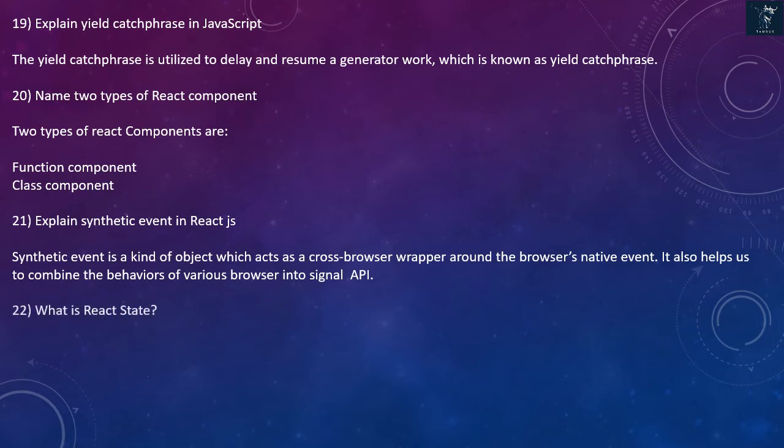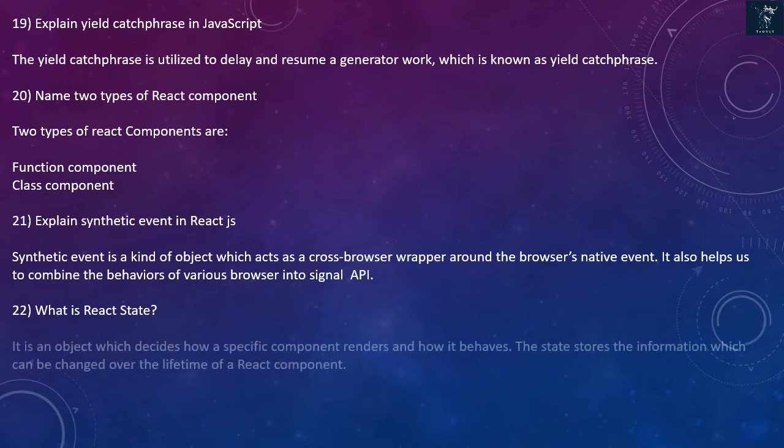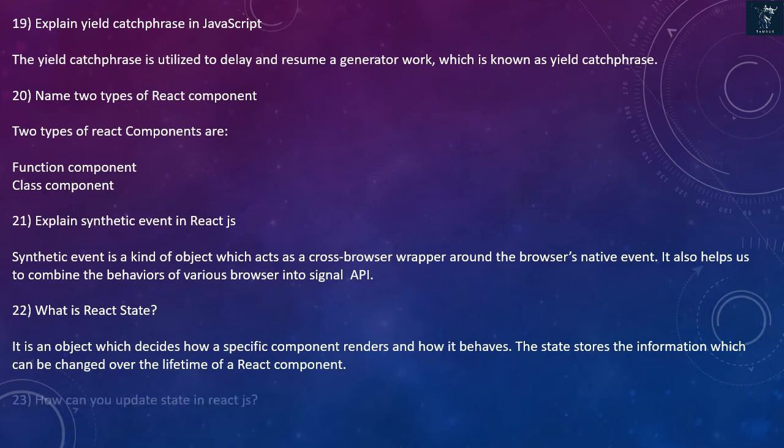21. Explain synthetic event. In React.js, synthetic event is a kind of object which acts as a cross-browser wrapper around the browser's native event. It also helps us to combine the behaviors of various browsers into a single API. 22. What is React state? It is an object which decides how a specific component renders and how it behaves. The state stores the information which can be changed over the lifetime of a React component.